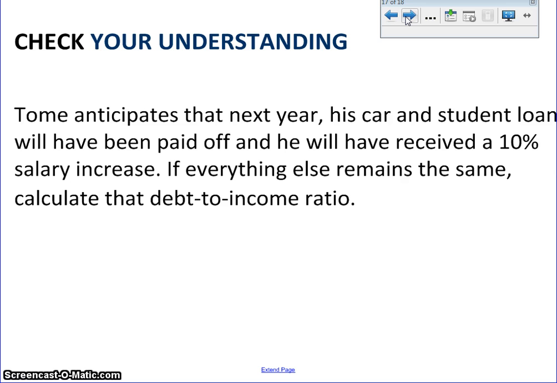Finally, the check your understanding, go ahead. It says Tomei anticipates next year his car and his student loan have been paid off, and he'll receive a 10% salary increase. If everything else remains the same, calculate that debt to income ratio. So go ahead and press pause, calculate that. When you're done, come back and we'll see how you did.